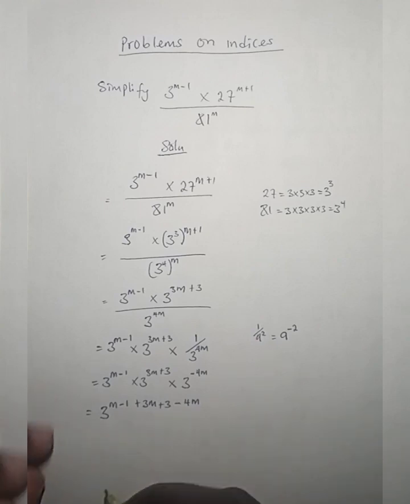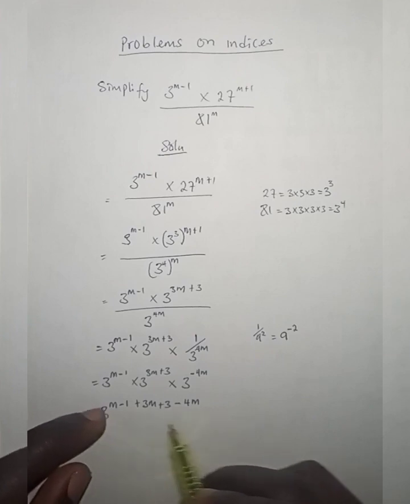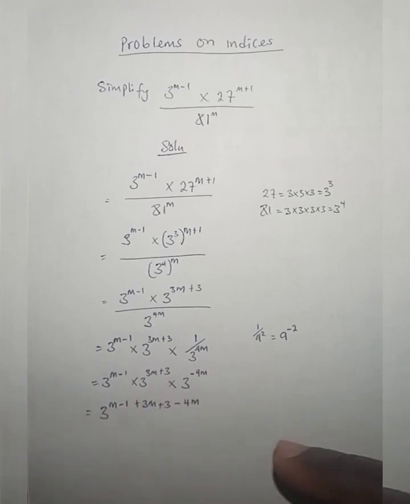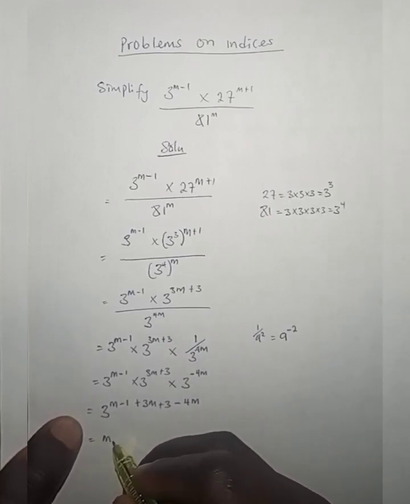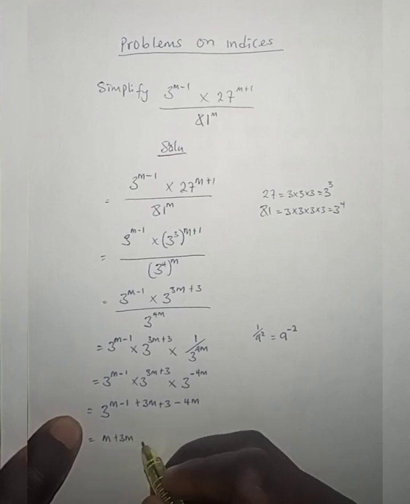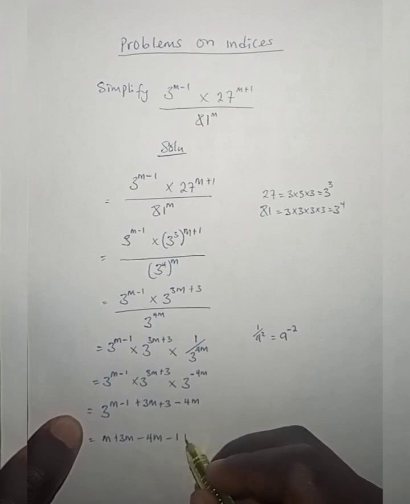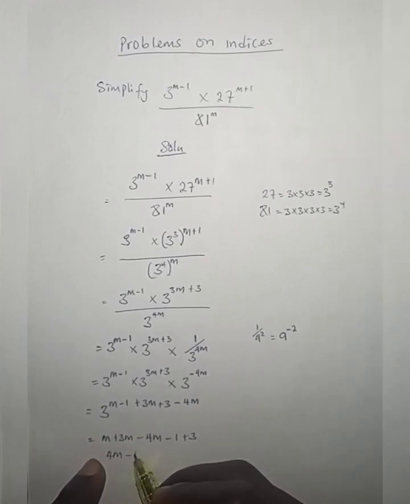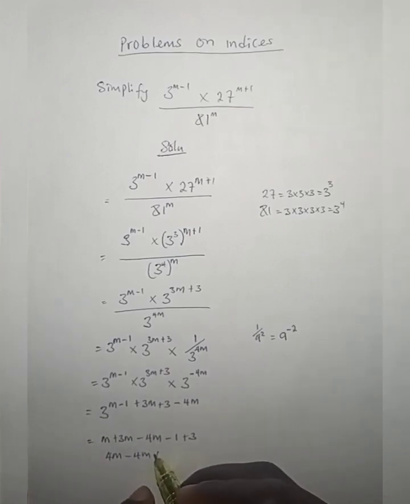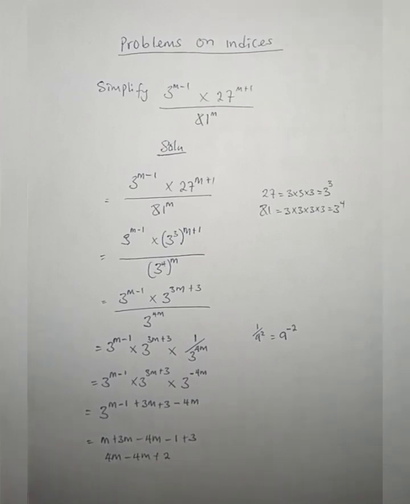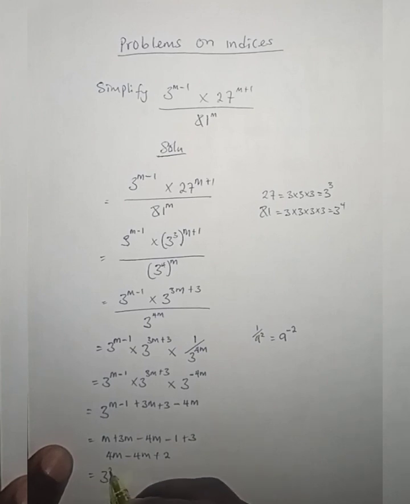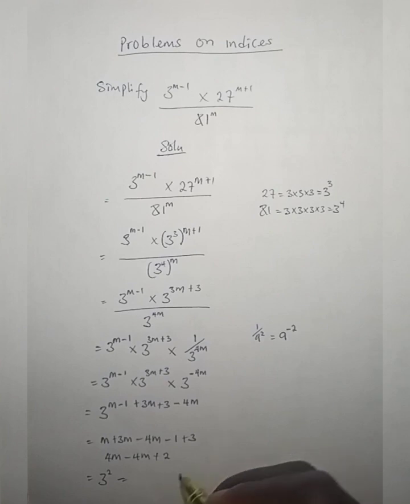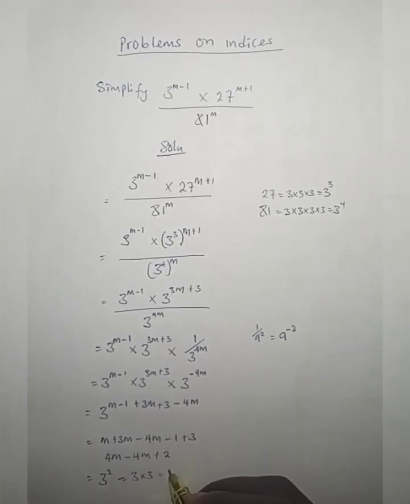We can keep the base aside, then deal with only the powers, because we are concentrating on knowing what m is, or we can rearrange the power. We'll have m plus 3m minus 4m, then minus 1 plus 3. m plus 3m is 4m, and minus 1 plus 3 is 2. So 4m minus 4m is 0. So our solution will now be 3 to the power of 2, which is the same thing as 3 times 3, and which is the same thing as 9.